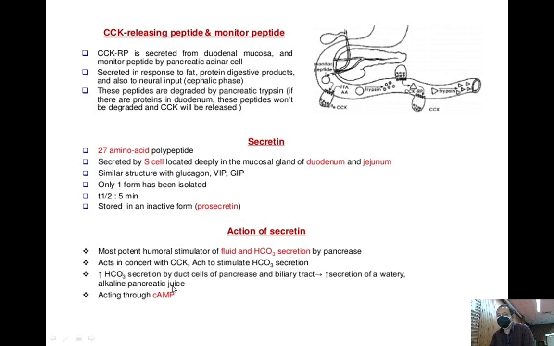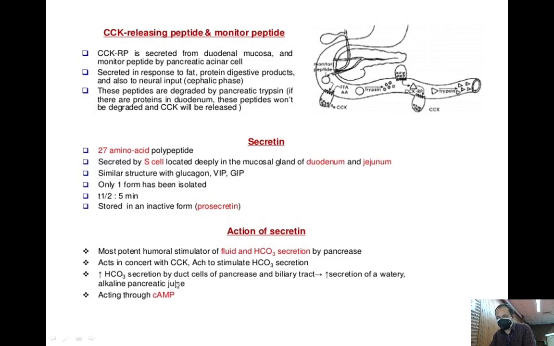So it does two things. It helps in the secretion of enzymes, which is stimulated by CCK, and it acts in concert with CCK for the secretion of these enzymes. And then it helps in the neutralization of the acid chyme, and of course the digestion of protein and fat. So, yes, protein, fat, and carbohydrate as well, because you get all those enzymes present in the pancreatic juice.